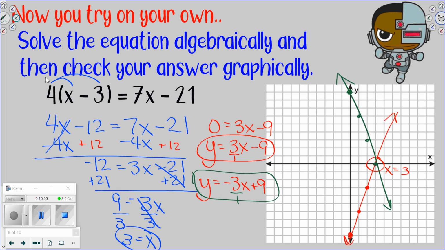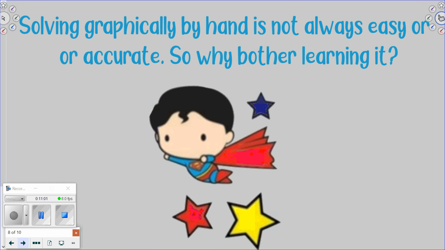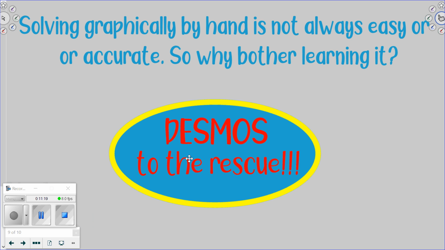Okay? Which is kind of cool because I know some of you went one way and some of you went the other way, and some of you started to panic when I wrote that answer down to start with. Okay? But you can go either way. It doesn't matter. All right. So solving graphically by hand is not always easy or accurate, right? Like what happens if your answer is like x equals 3/2? Is that nice to find by hand? No, it's not. So what we can do then is use Desmos.